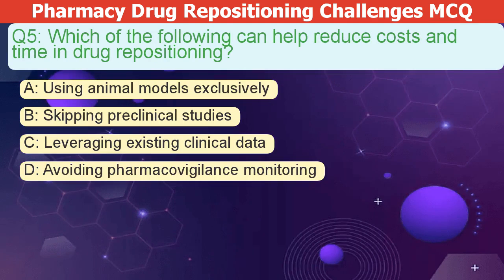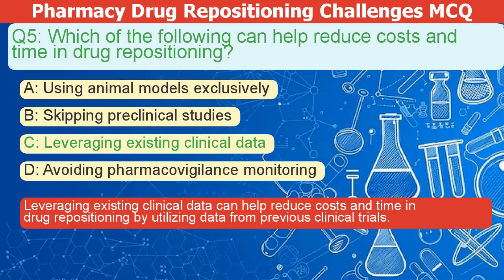Which of the following can help reduce costs and time in drug repositioning? A. Using animal models exclusively. B. Skipping preclinical studies. C. Leveraging existing clinical data. D. Avoiding pharmacovigilance monitoring. The correct answer is C. Leveraging existing clinical data can help reduce costs and time in drug repositioning by utilizing data from previous clinical trials.